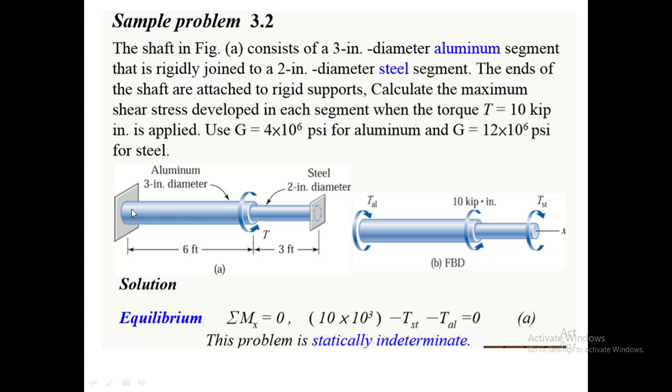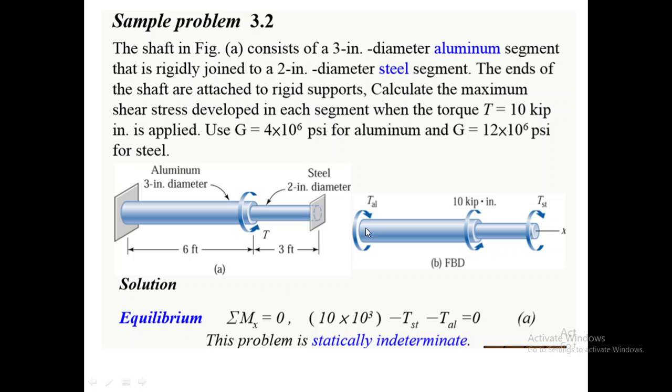In this case, since the two ends are fixed, when the torque is applied, reactional torsional torque will be developed at the two ends. For equilibrium conditions, the external torque that is applied is balanced by these two reactional torques, which are opposite in nature. If this is in the anti-clockwise direction, the reactional torque will be in the clockwise direction. This is the torque developed by the steel portion of the shaft, and this is the torque developed to maintain the equilibrium in the aluminium portion of the shaft.